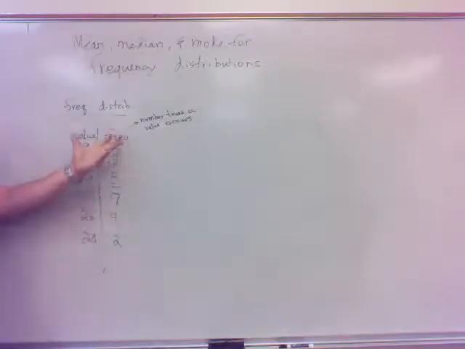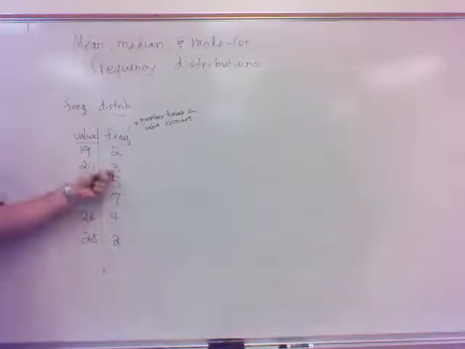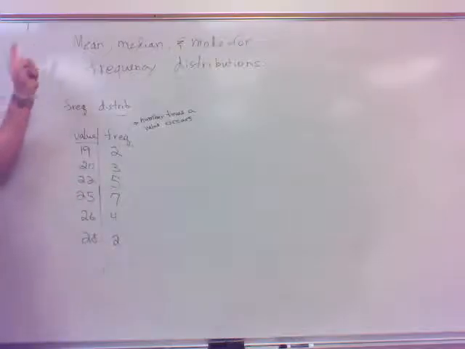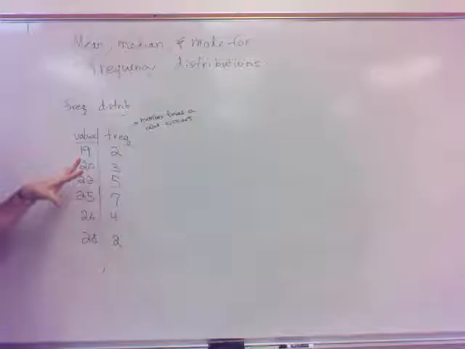Okay, so that's all I mean by frequency distribution. You've got 19, you got 2 times, 20, you've got 3 times there. Okay? So that's what we want to do. We want to do the mean, the median, and the mode for our frequency distribution.